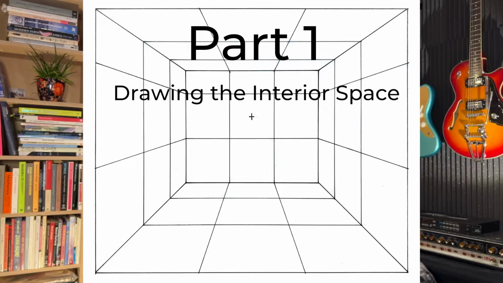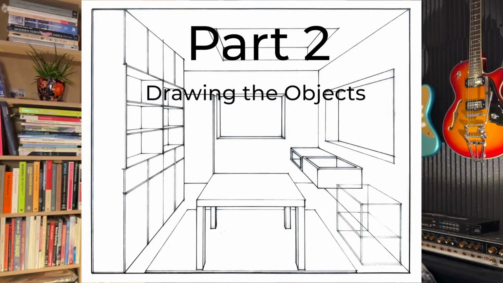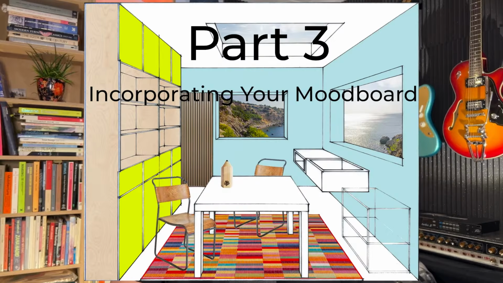Part 1 is all about drawing the interior space. Part 2 is about drawing the objects within that interior space. And part 3 is incorporating your mood board so your 1-point perspectives have atmosphere.